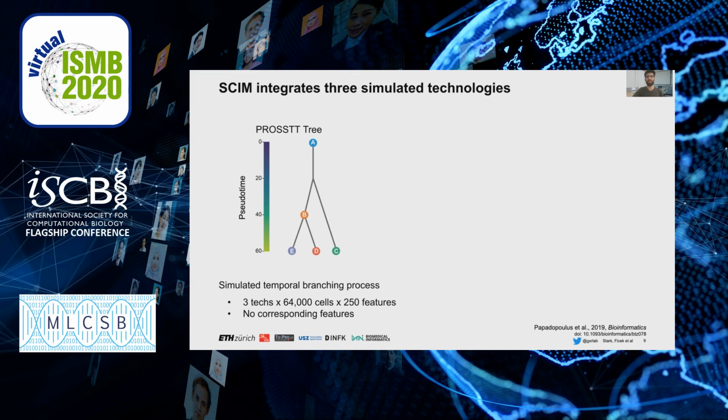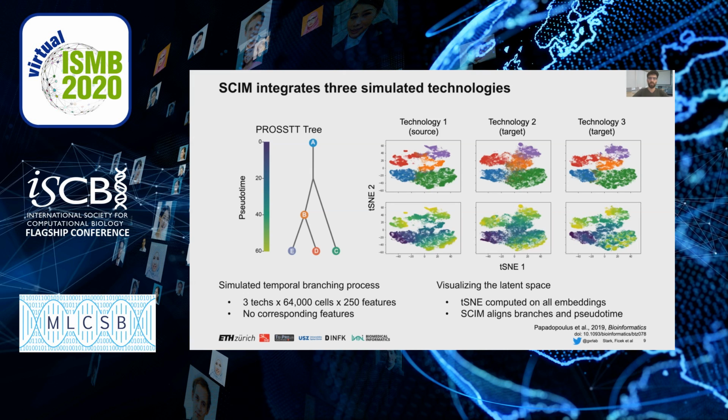The parameters of each dataset's negative binomial distribution are generated using different seeds. This means that the 3 datasets have the same underlying structure defined by this tree, yet their feature sets follow different parameterizations and cannot be directly compared. We choose one dataset as a source technology and initialize the latent space by training a VAE. Then we run SCIM to embed and align all technologies in this shared latent space, supervising using the branch label.